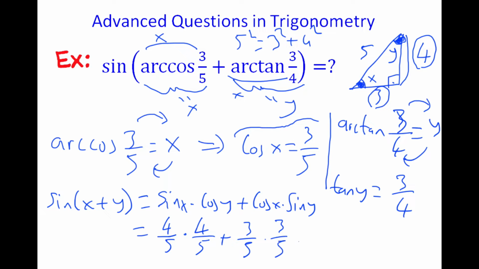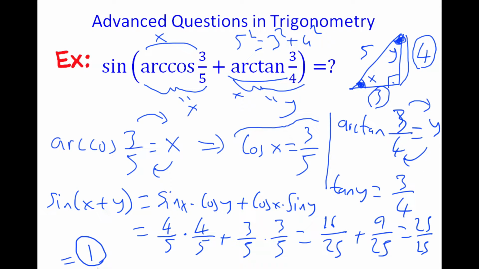In the next step, 4 times 4 is 16, so 16 divided by 25 plus 9 divided by 25, which is 25 divided by 25, which gives us the final answer as 1. So the solution for this question is 1, guys.